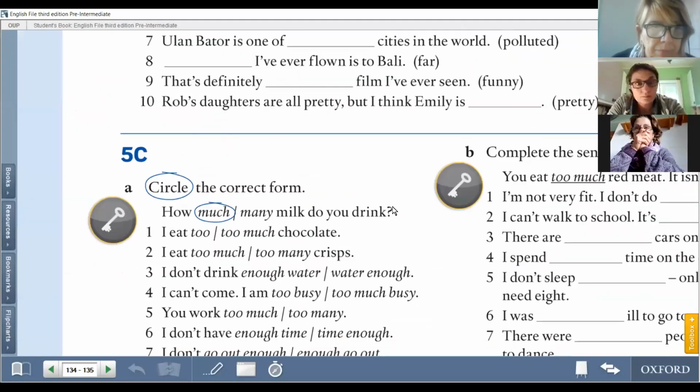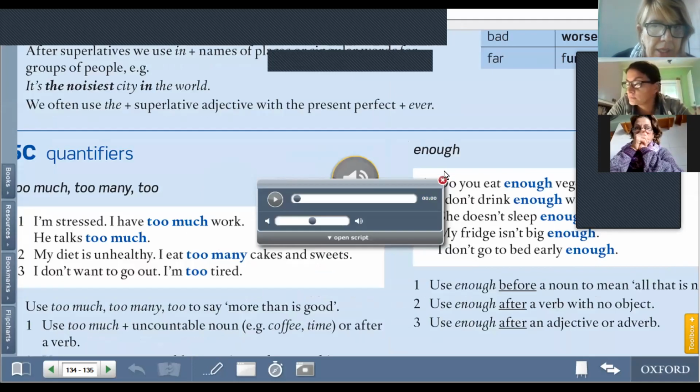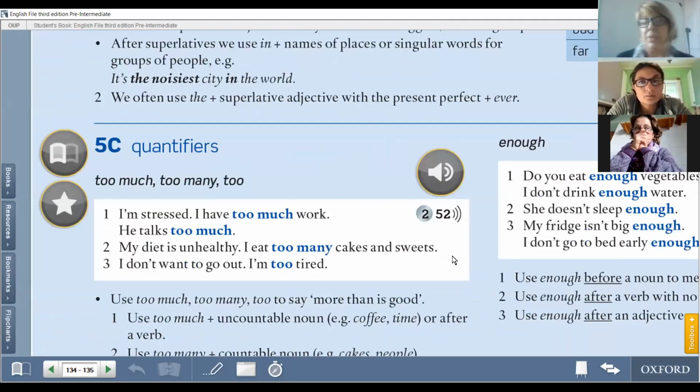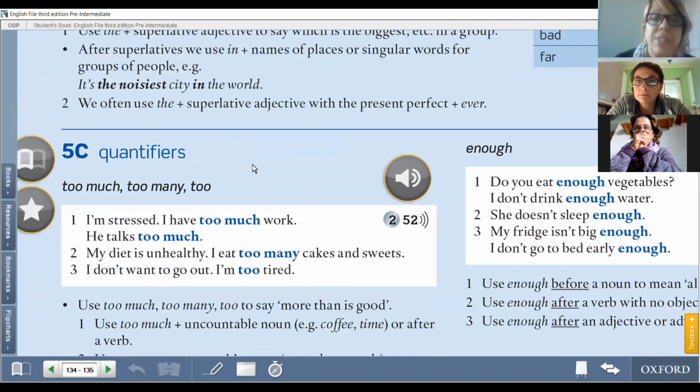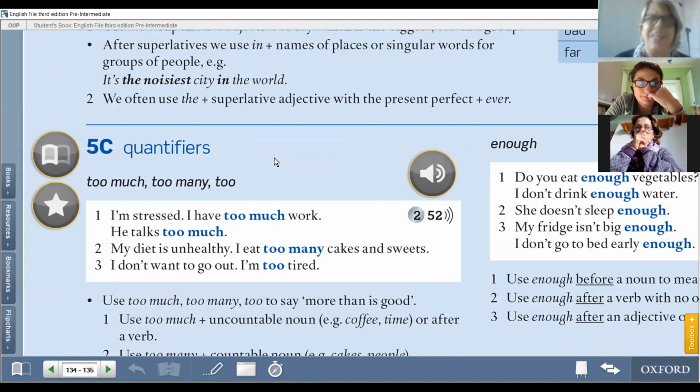Okay, so you see, this is the last part of the grammar. We can watch it. I'm going to share the book with you again, because we are doing this next time. So next time we are going to add too much, too many, too, and enough, because they are all quantifiers that we can use much more clearly if we know very well the comparatives and the superlatives.